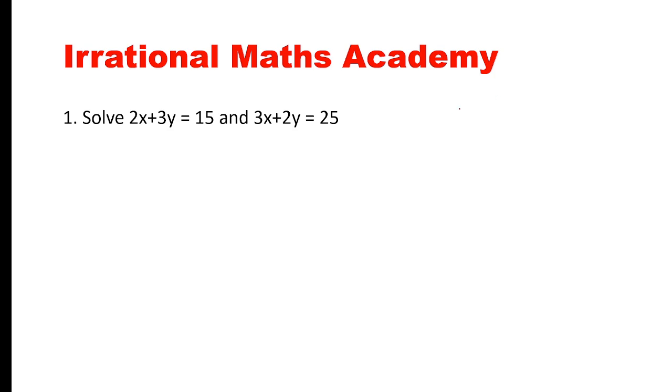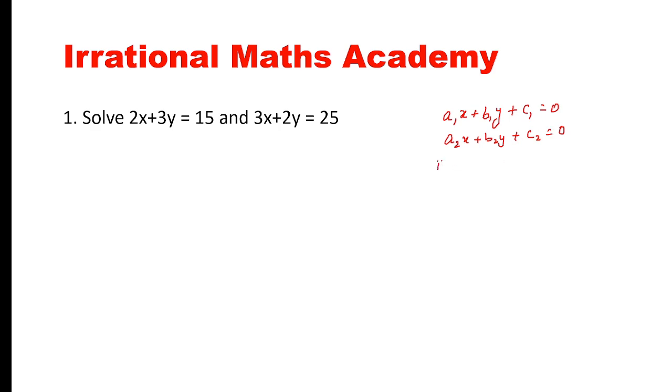Let me write down the two linear equations. What is the linear equation standard form? a1x plus b1y plus c1 equal to 0. This is one linear equation, and a2x plus b2y plus c2 equal to 0. This is another linear equation.